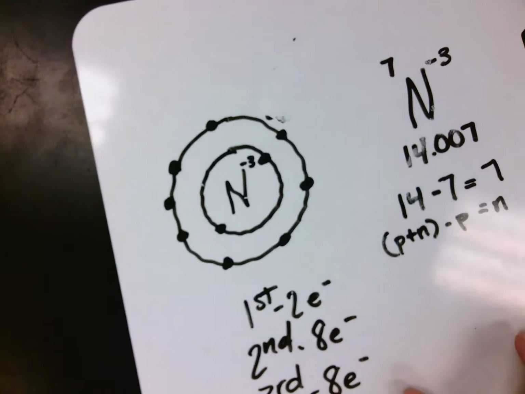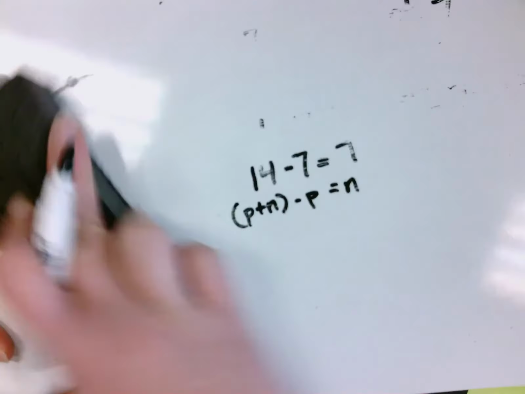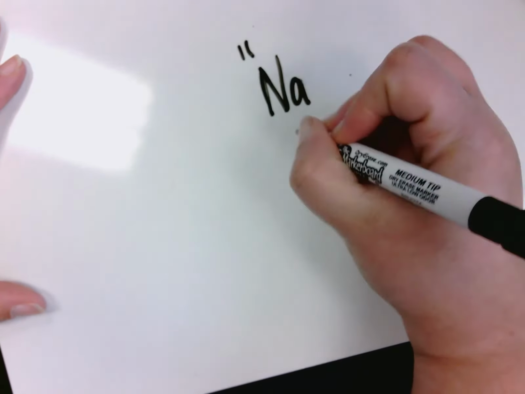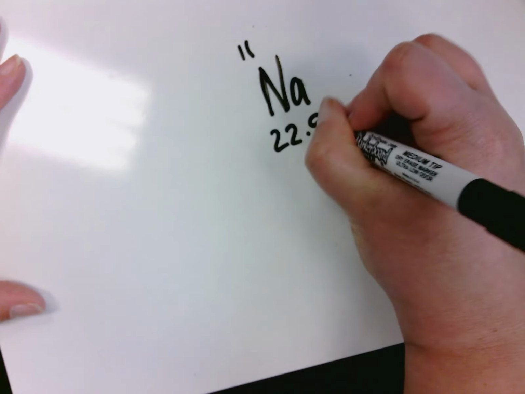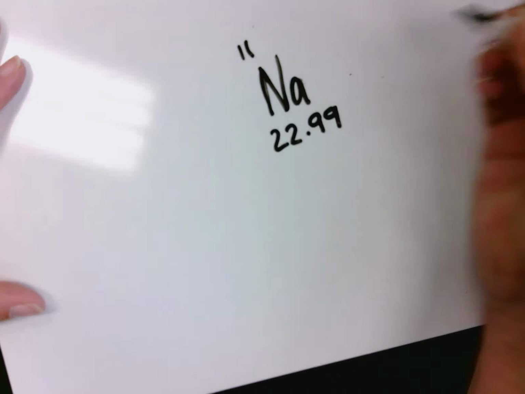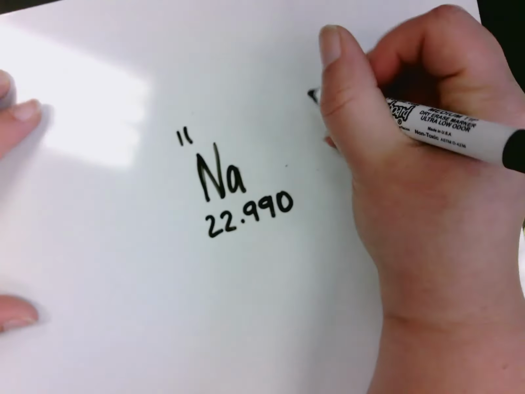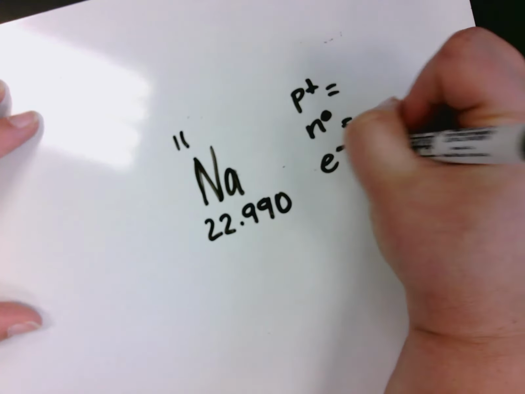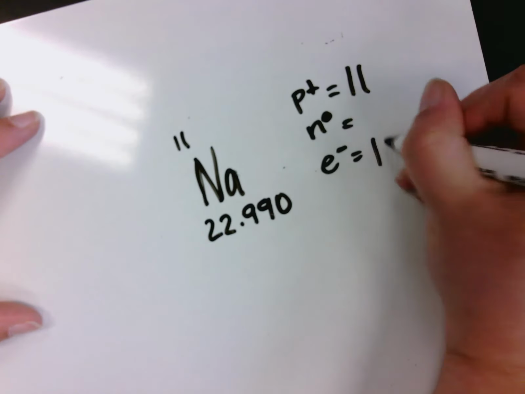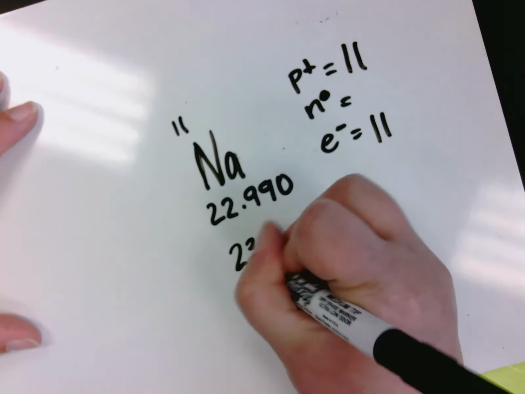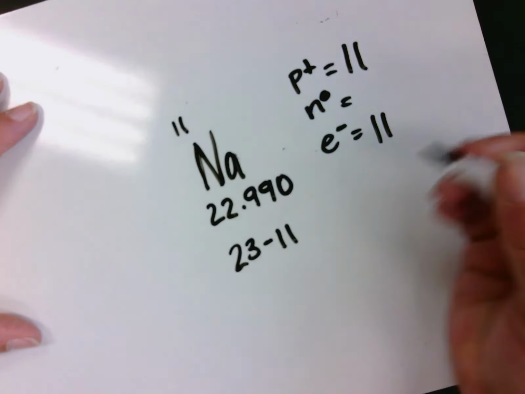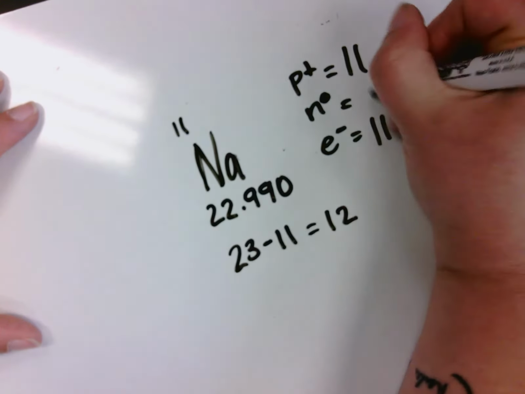Now, let's talk about what it would look like if we did a cation. So let's do one of the other ones from the other side of the periodic table. Let's do a metal. Let's do sodium. Okay, sodium has an atomic number of 11 and an atomic mass of 22.990. I want to know protons, neutrons, and electrons in the neutral state first. So that's 11 protons, which is 11 electrons as well. Then I round my atomic mass to 23 because it's 22.9, and I subtract out my number of protons, which gives me my number of neutrons.